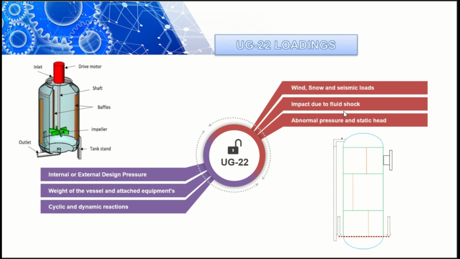And the next one is abnormal pressure and static head. I have told you many times that it is impossible to run a pressure vessel at the same pressure, for example 100 psi. It is impossible to run at 100 psi only. It will fluctuate in practical situations. We need to consider the highest fluctuation point and the lowest fluctuation point. So we need to calculate the stress according to the pressure fluctuations also. And also due to the liquid in the pressure vessel, there is some static head, some static pressure acting on the pressure vessel. So we need to consider that static head also.